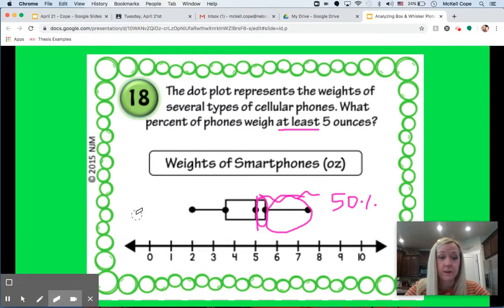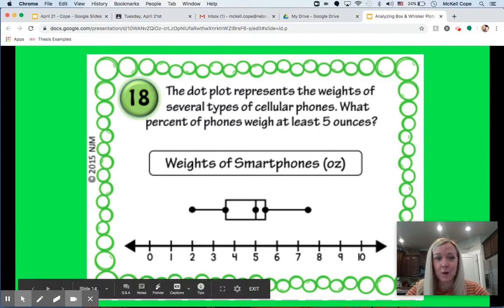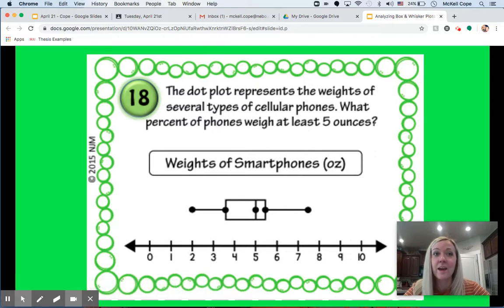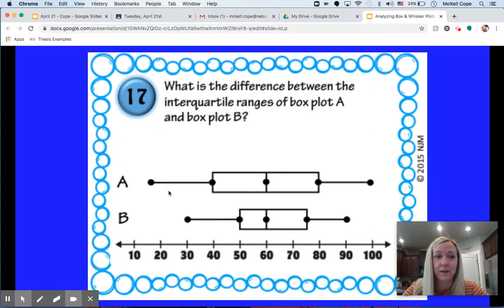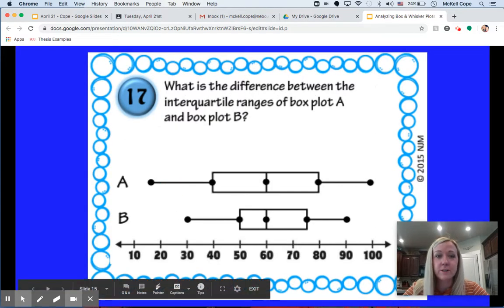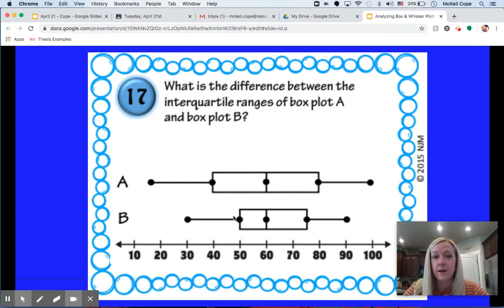All right. We have 2 more left, and then you guys are going to try some on your own. So remember, you're going to get the most out of these videos when you try and you actually go along with me. All right. What is the difference between the interquartile ranges of box plot A and box plot B?